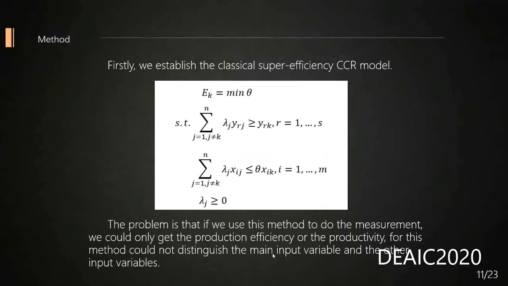We begin the method with the classical super efficiency CCR model. This model is widely used in many studies and has many overall advantages. But for this study, there is a problem: if we use this method to do the measurement, we could only get the production efficiency over the productivity. This method could not distinguish the main input variable from the other input variables. The main input variable is the research variable, and the other input variables are capital and labor.